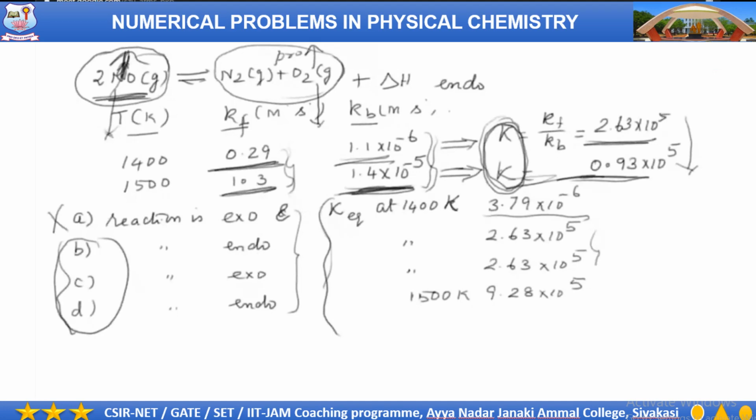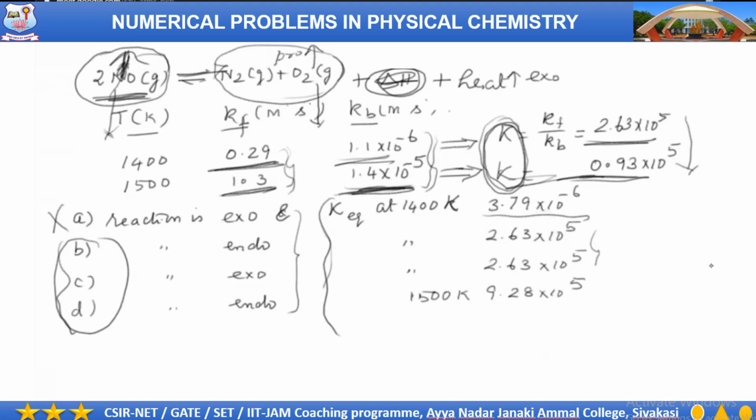Now the disturbance may be given in terms of delta H. For an exothermic reaction, heat is produced. Therefore, along with the products, heat is produced. And apply the Le Chatelier principle. Whenever heat is increased, that is, plus heat, the forward reaction is exothermic. It is liberated. The forward reaction is exothermic.